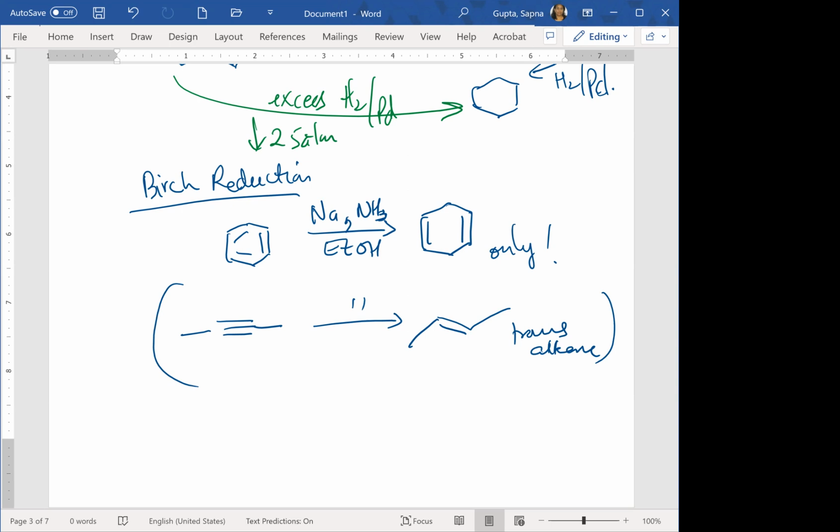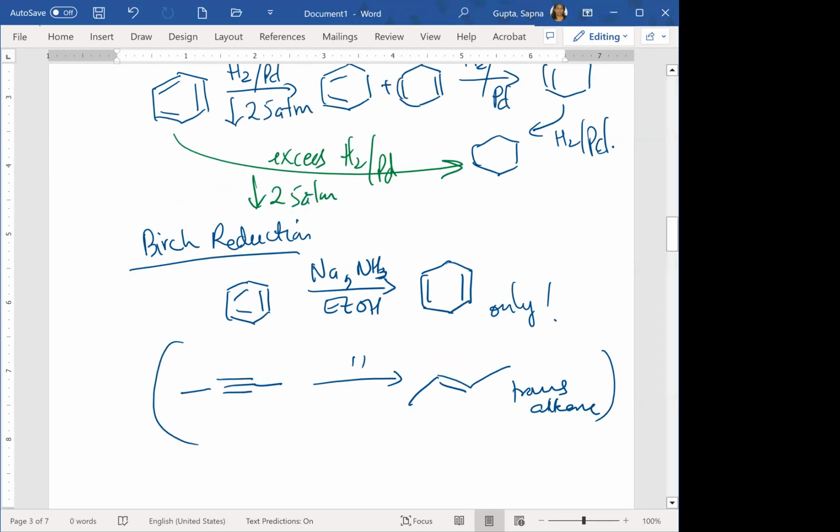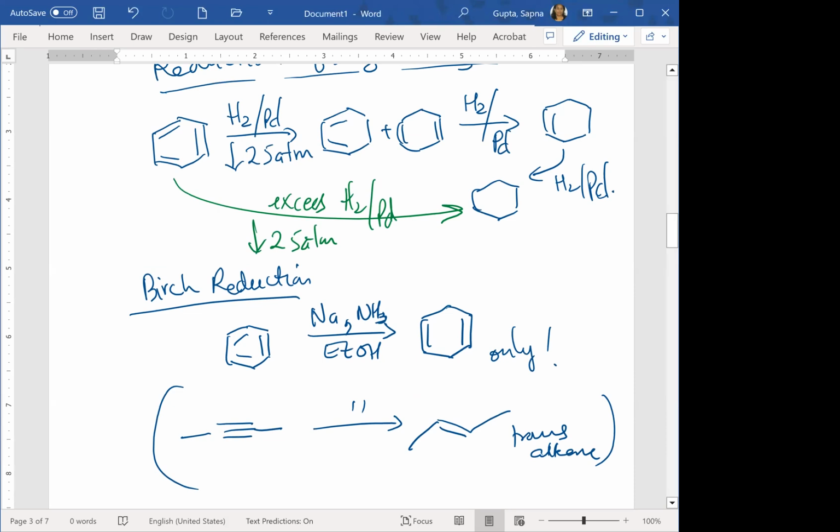Okay, so the thing about the Birch reduction is that it is very specific to give you the non-conjugated alkene. If you do a reduction, you can get either alkene number 1 or alkene number 2, but here you're getting only alkene number 2, which is the non-conjugated one. So it's a very specific kind of reduction.